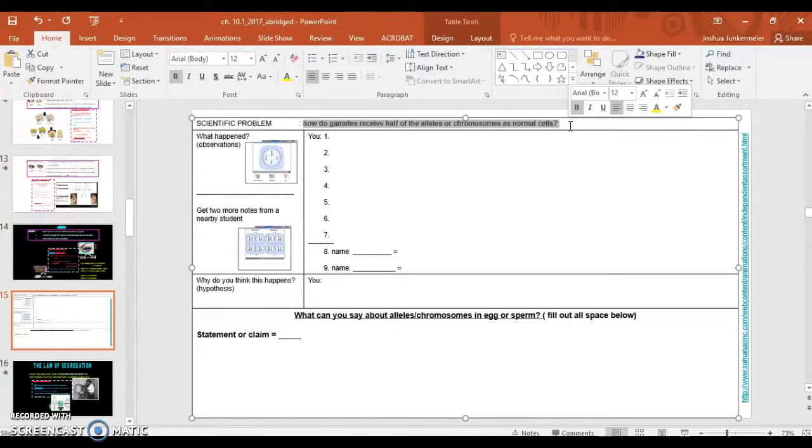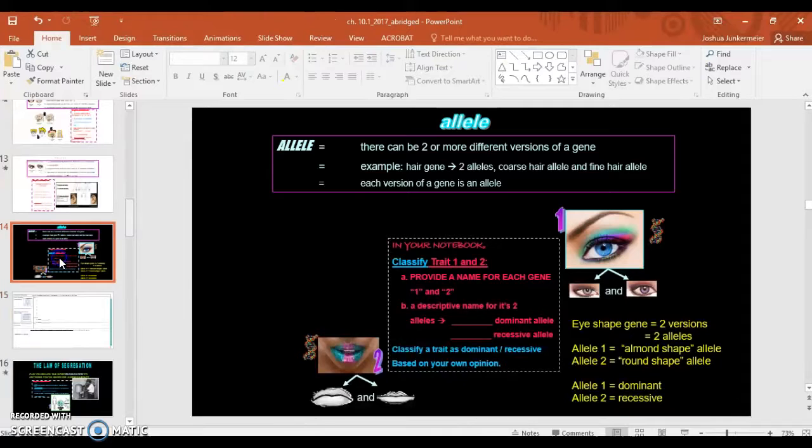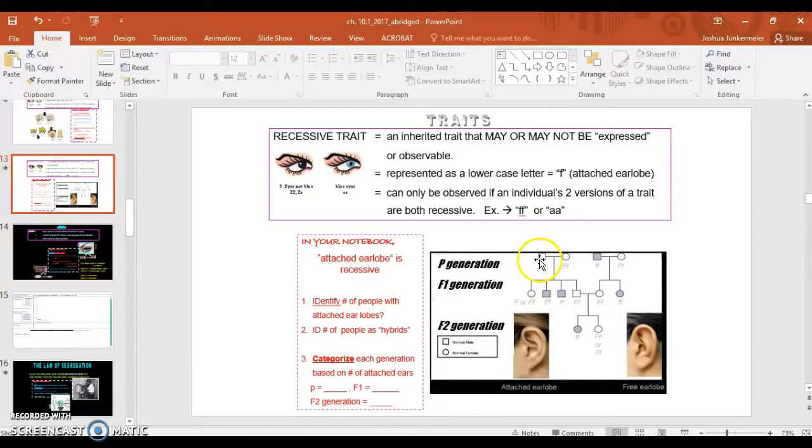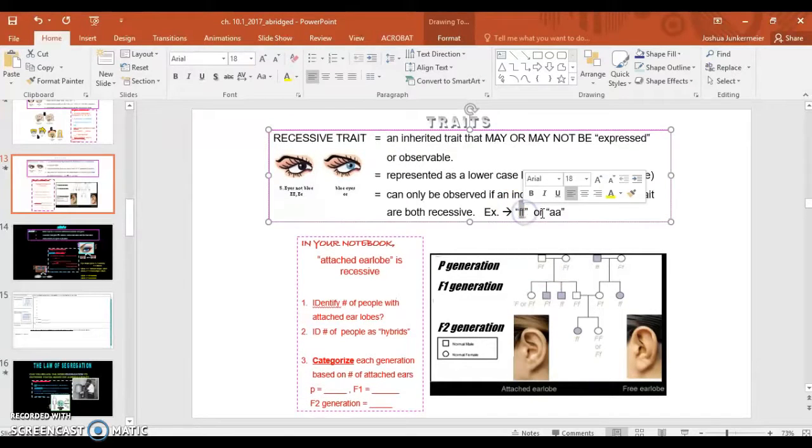So the normal cells of the body have two alleles for each gene or trait. It's just natural, just like in this example here. So as you can see, this person in this example had FF, or they had AA. Everybody has two alleles or versions of a gene for each gene or trait. We just have two of each. We got one from mom, one from dad.